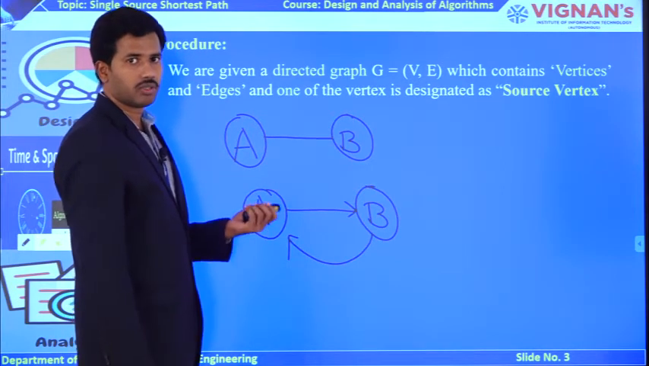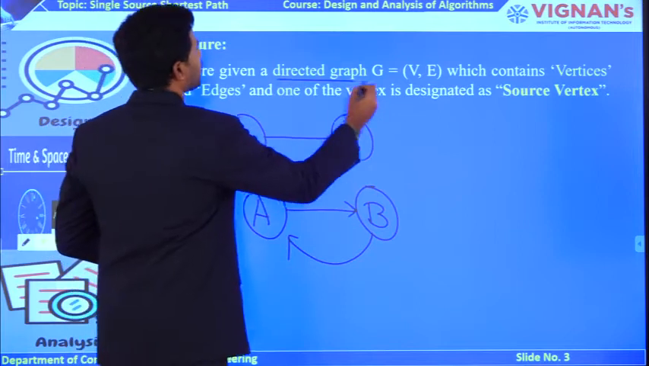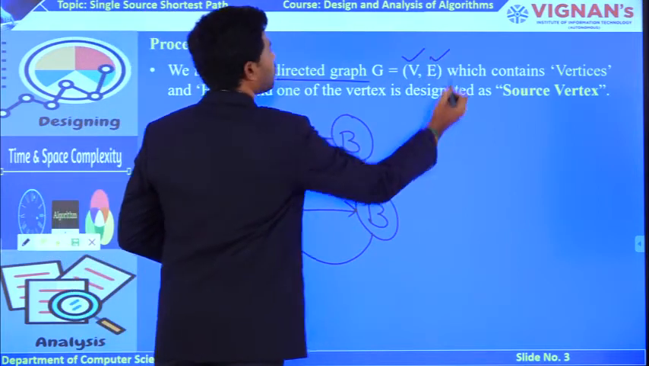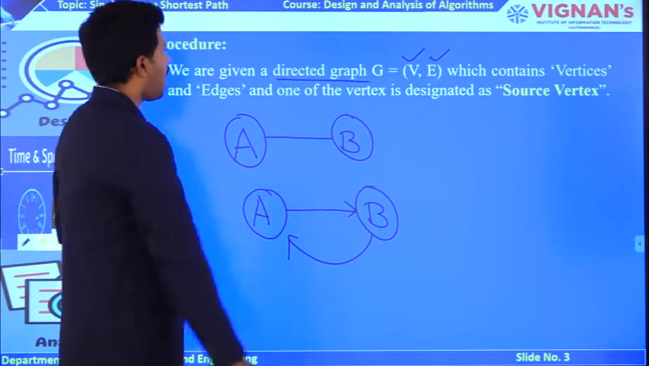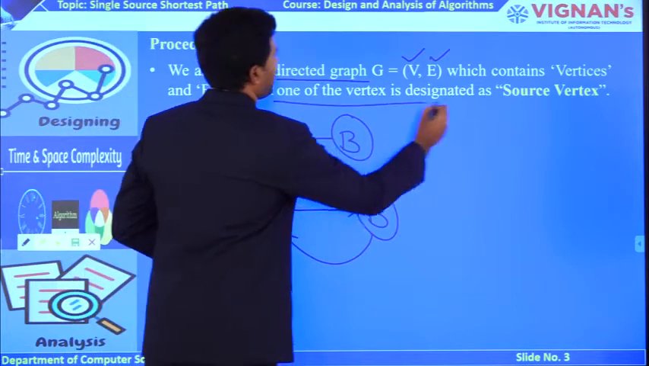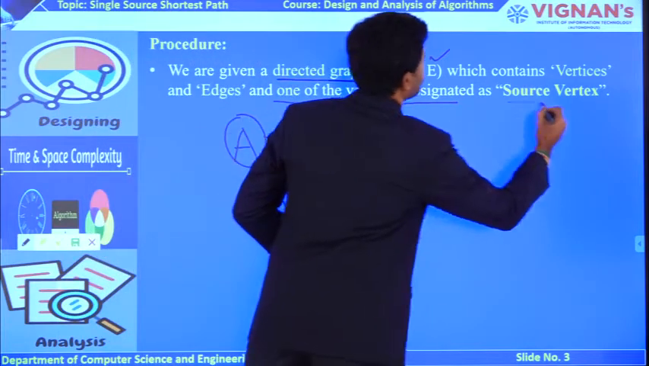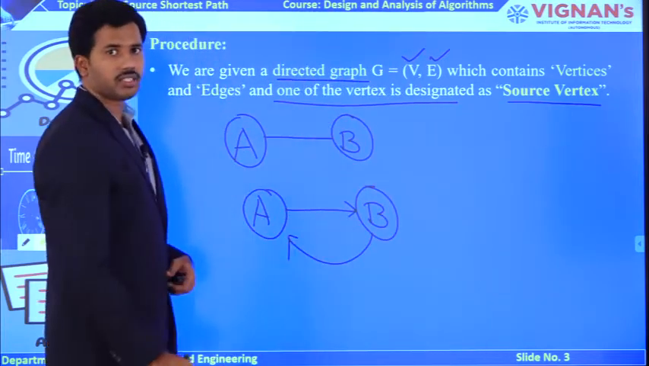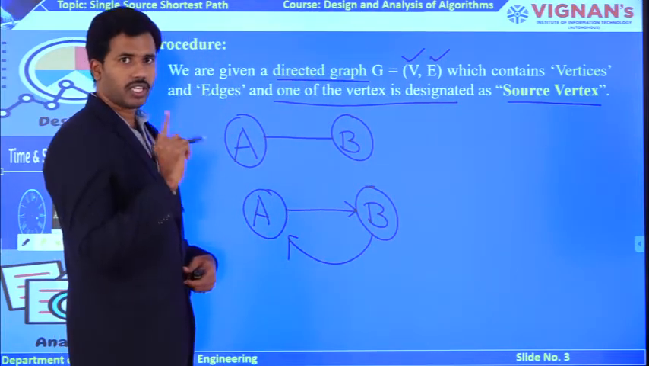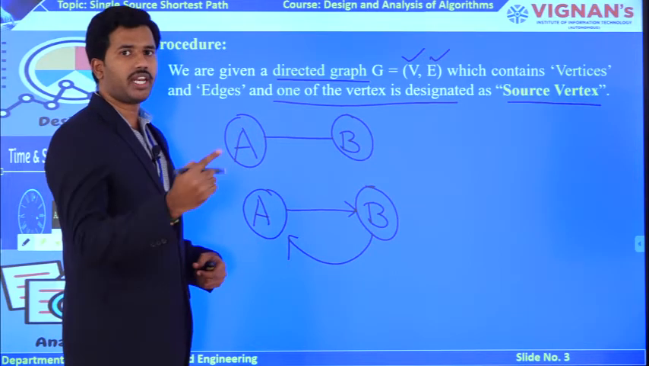So you try to remember this. Here I am taking a directed graph which has a set of vertices as well as edges, and I am going to have only one vertex that will be called the source vertex. Among n vertices, I am assigning exactly a single vertex as my source vertex.